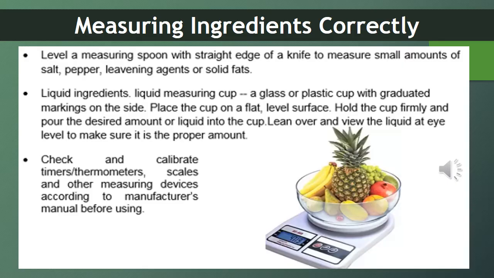Liquid ingredients. Use liquid measuring cup, a glass or plastic cup with graduated markings on the side. Place the cup on a flat, level surface. Hold the cup firmly and pour the desired amount of liquid into the cup. Lean over and view the liquid at eye level to make sure it is the proper amount. Check and calibrate timer, thermometers, scales, and other measuring devices according to manufacturer's manual before using.